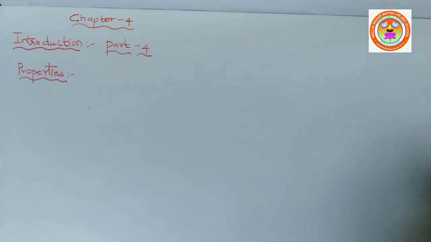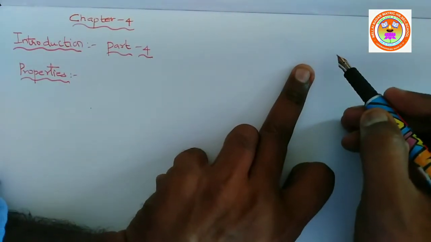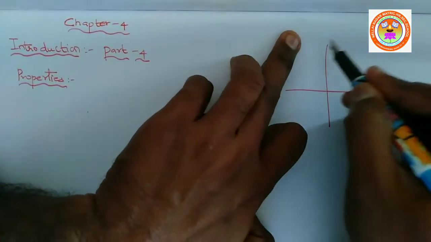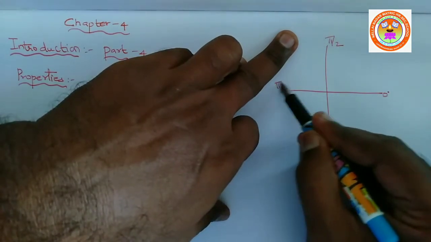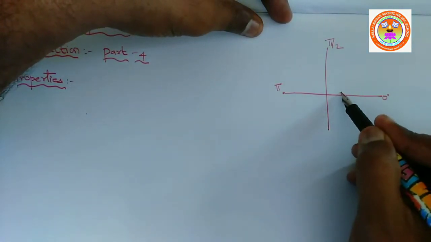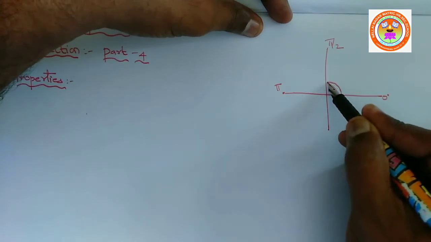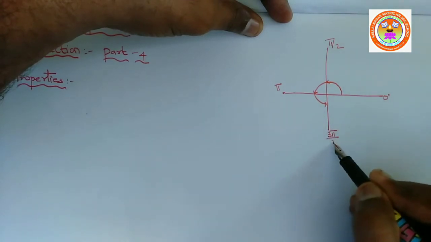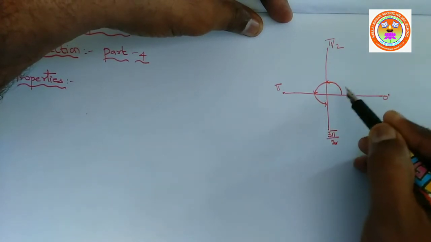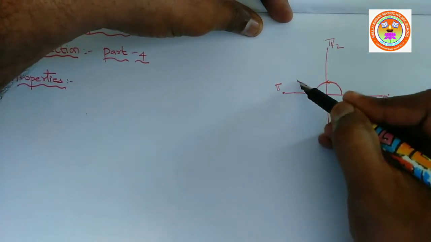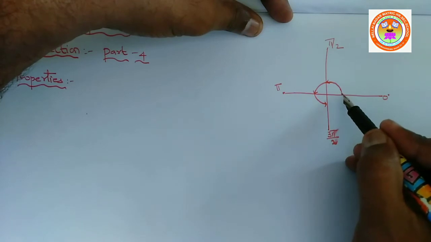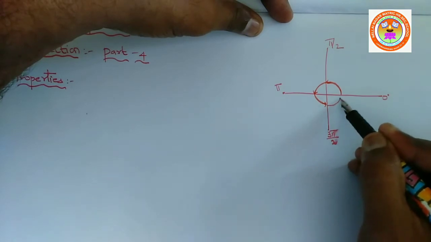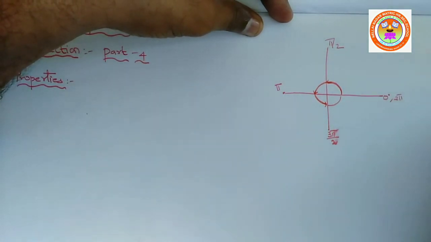Before moving into the properties, you need to learn this graph. The graph is nothing but, this is 0 degree, this is pi by 2 and this is pi. I am going to teach you, if this moves in the anti-clockwise direction, opposite to clockwise, this will be pi by 2, this will be pi, this will be 3 pi by 2, and this will be 2 pi, that is 0 degree comma 2 pi. I have written everything in radians.